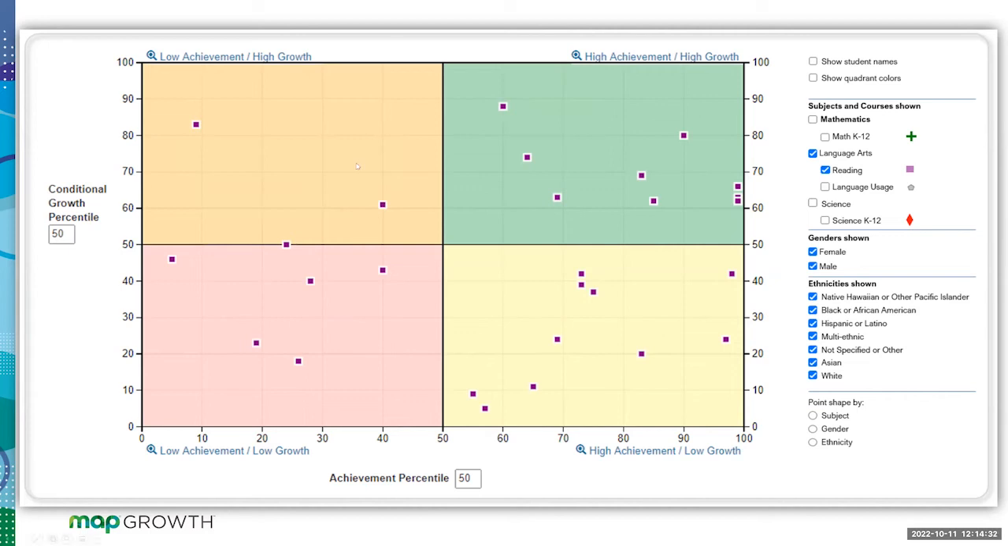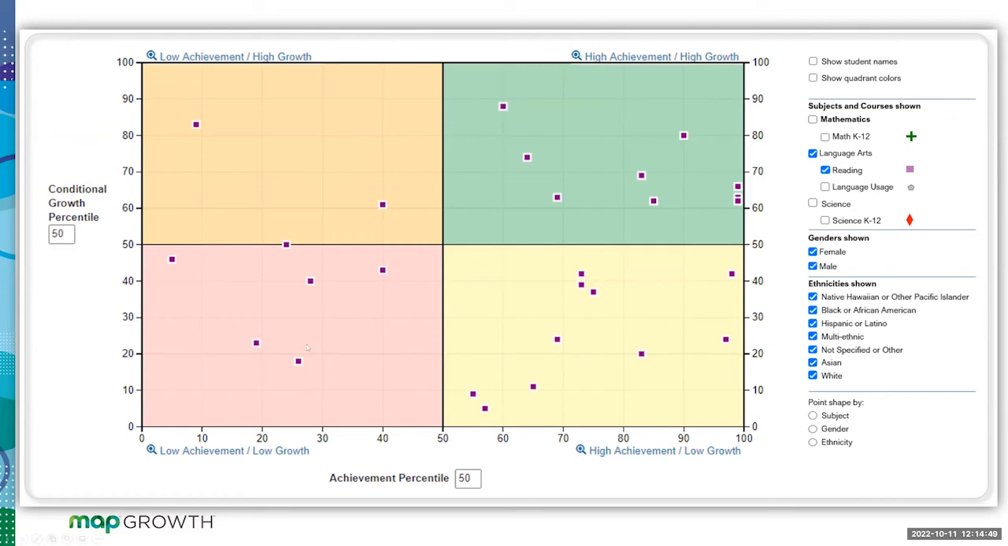This orange group is really a cause for celebration too. These guys didn't start as high in their achievement percentile, but they're growing. So they're making up ground. So what kind of strategies are you using with these students that's working, that you credit this growth to? What is making that connection for these students?